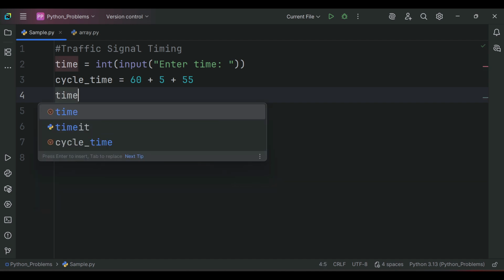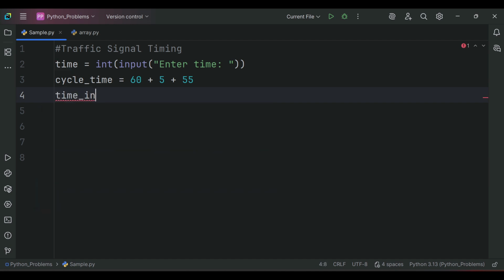Now the time in cycle will be calculated like this: time percentage 120. Suppose the time is equal to 100 seconds, given as input. At that time the output will be calculated by the remainder.